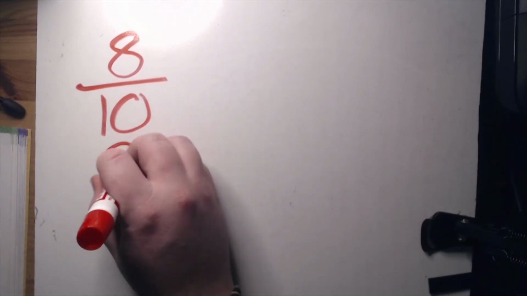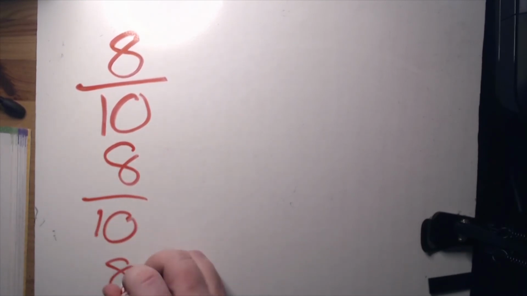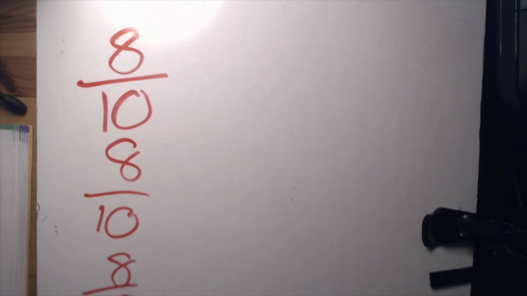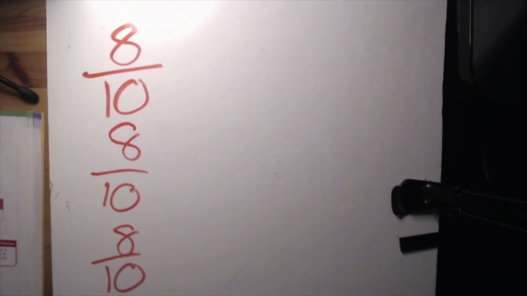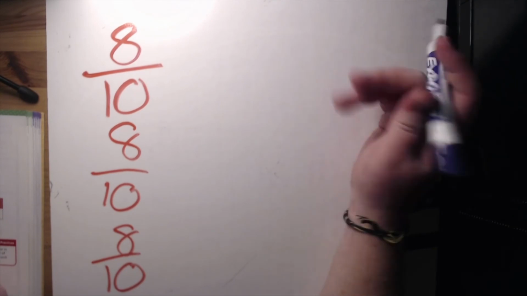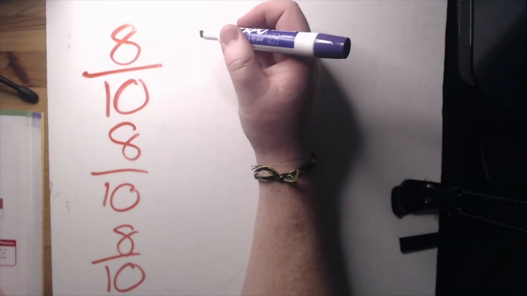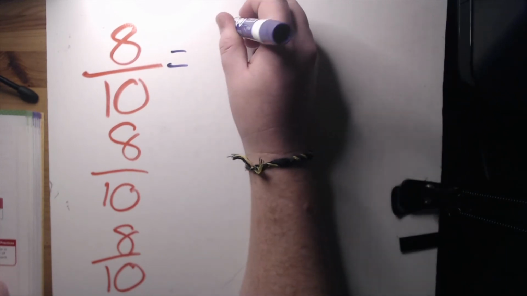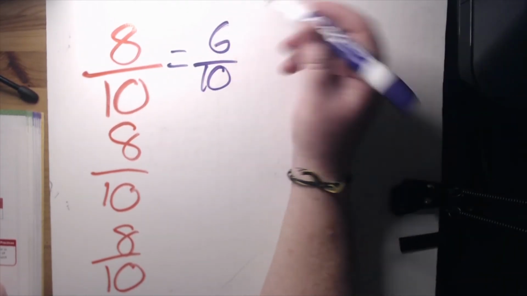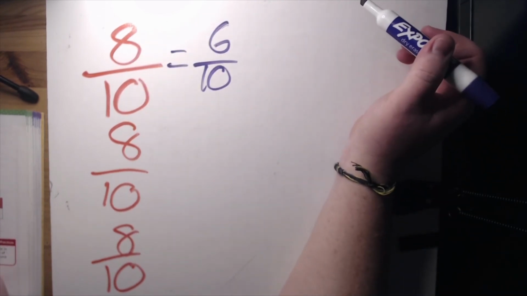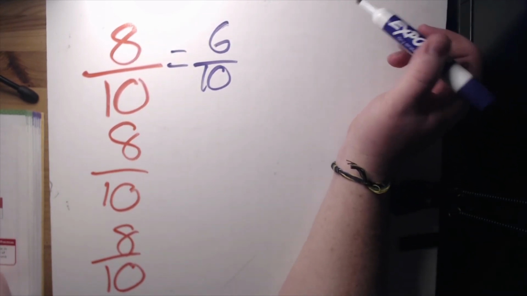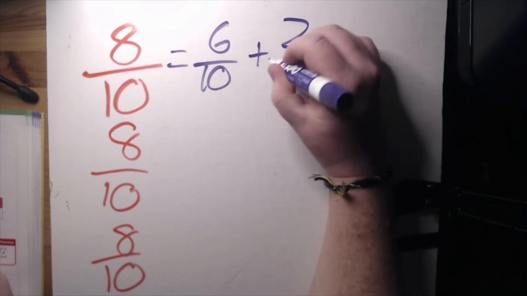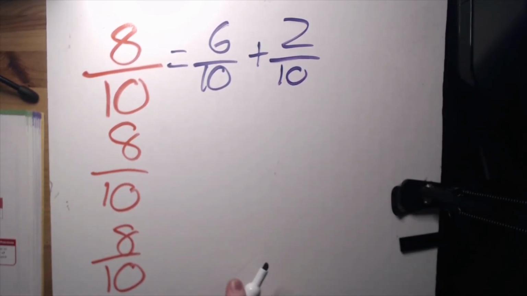So let's write 8/10, 8/10, and 8/10. That way, remember, we need to do this 3 times. Let's even zoom out so we can see all 3. Okay, 8/10. Well, let's see. I could do 8/10 equals, let's do 6/10. Just pick a number as long as it's smaller than 8. And then 6 plus what equals 8? 6 plus 2. Guess what? All done. First one.